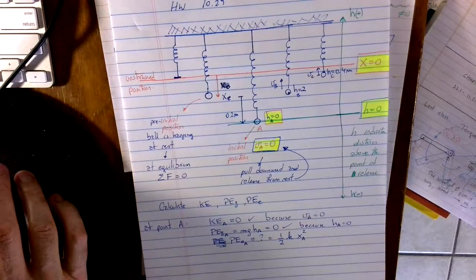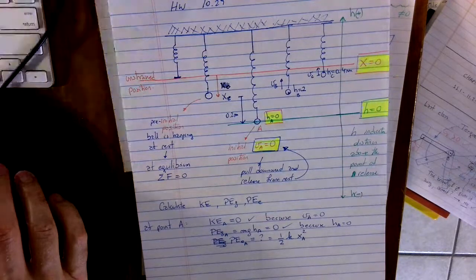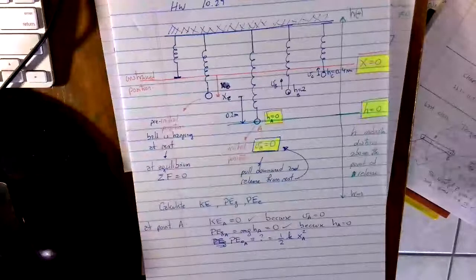XA 0. XA 0.2. None of the above. A lot of people are saying 0. XA. XA. XA. Where do you measure X?